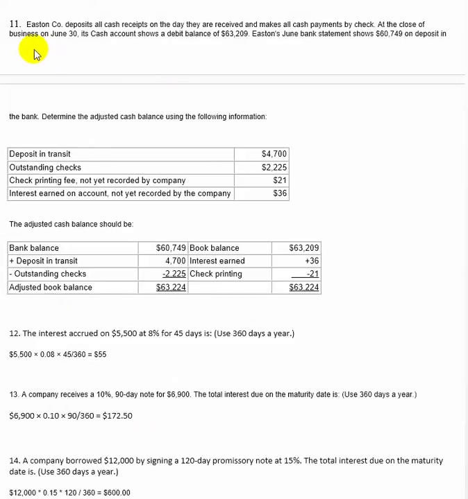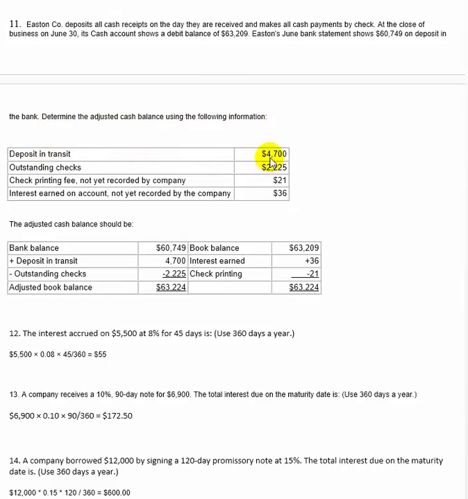Okay, number 11. Easton Company deposits all cash receipts on the day they're received and makes all cash payments by check. At the close of business on June the 30th, its cash account showed a debit balance of $63,209. This is just like the last one, so we're going to start with our bank reconciliation form, and we'll say the book balance is $63,209. Easton's June bank statement shows $60,749, so we'll put this on the bank side. And let's see what else. Determine the adjusted cash balance using the following information.